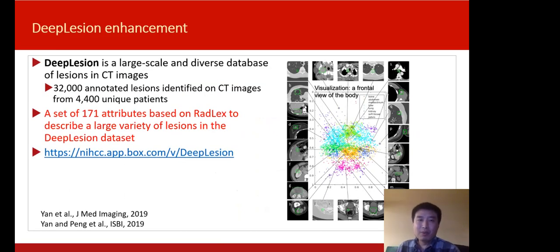And we applied our model on a dataset called DeepLesion, which is a large-scale and diverse database of lesions in CT images. It consists of more than 30,000 annotated lesions. And by using our tool, we create a set of 171 common attributes based on the RadLex ontology to describe those lesions in the dataset. And this dataset is also publicly available since 2019.